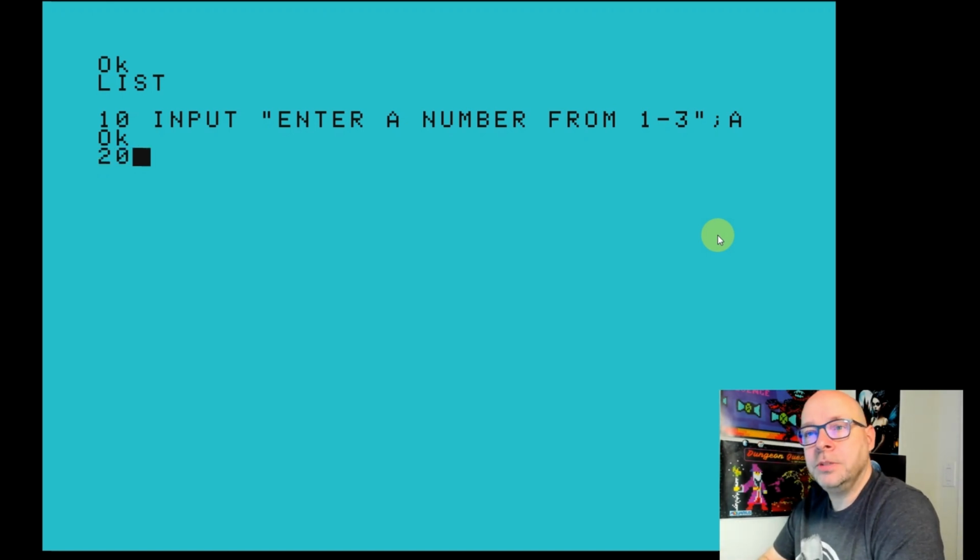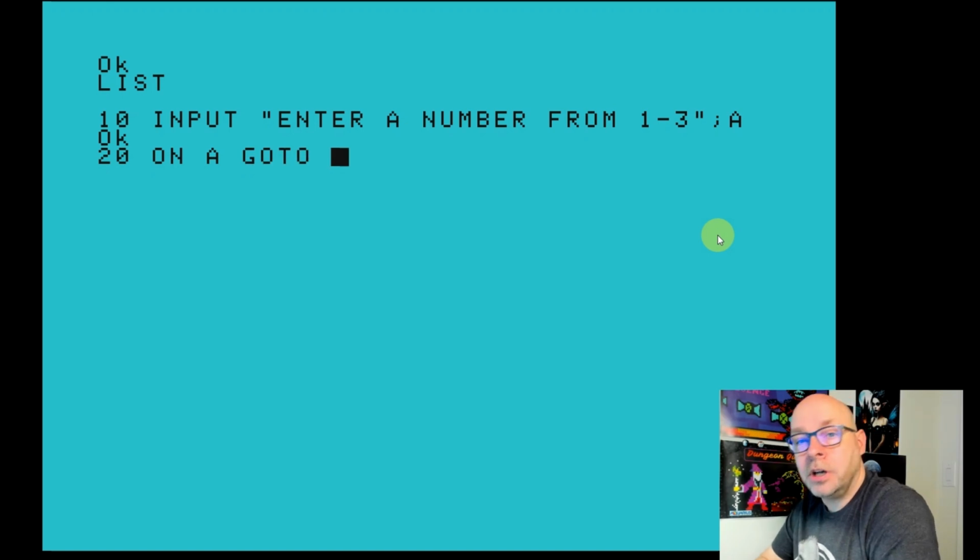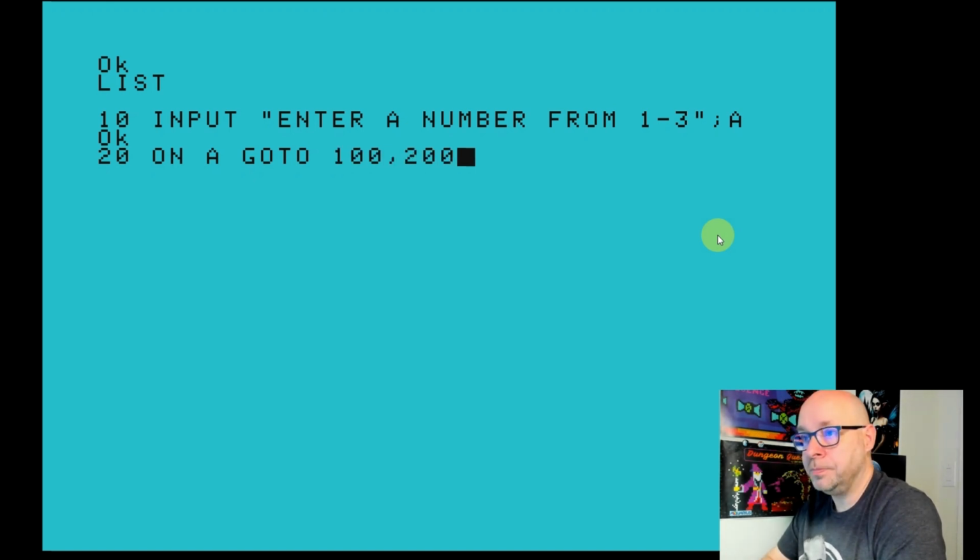So line 20, we're going to say ON, and then we're going to check obviously the variable A, so I'll put A here. So ON A GOTO, and now depending on what value it finds in the variable A, it'll go to a certain line number. And now I need to give it a list of line numbers. So I'll give it 3 line numbers separated by commas: line 100, line 200, and line 300.